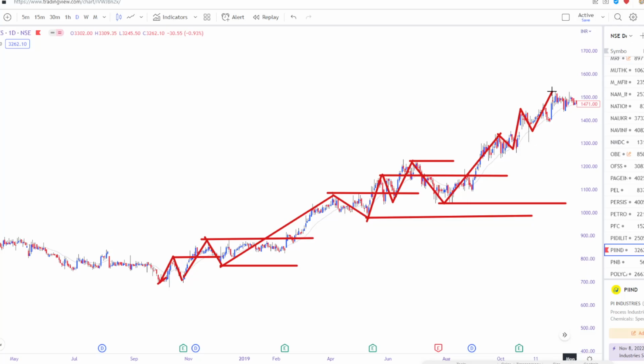Okay, so at the start you use the drawing tools and everything to make sure that you are doing it correctly, at least at the start. That's very important. Okay, and now I'm going to look at another chart.